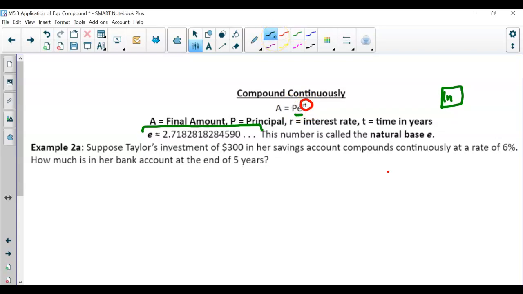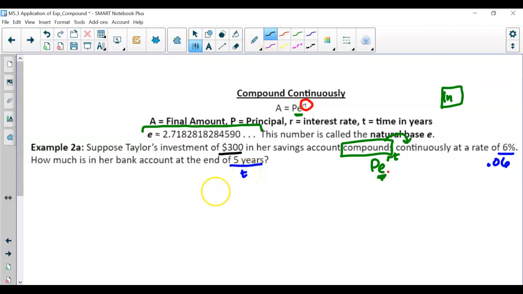So like going back to Taylor. Taylor has that initial amount of $300 in her savings account, but now notice we are compounding, right? How often? Continuously. So this is per. The moment that we see continuously, right? We're going to use E. Still at that rate of 6% or 0.06, right? 6 out of 100 and 5 years now. So T is our 5.